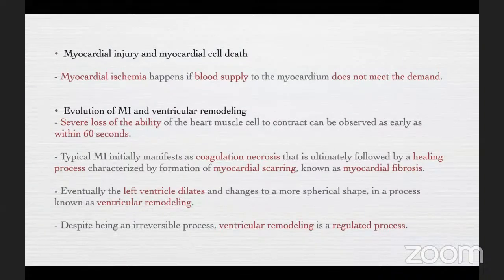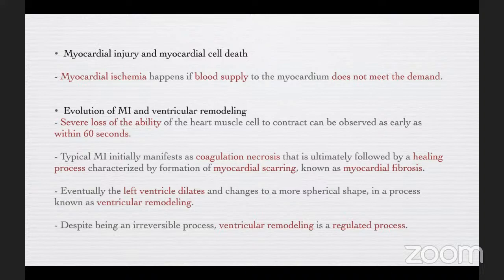Evolution of MI and ventricular remodeling. The spectrum of myocardial injury depends not only on the intensity of impaired myocardial perfusion, but also on the duration of and the level of metabolic demand at the time of the event. Severe loss of the ability of the heart muscle to contract can be observed as early as within 60 seconds. Persistent oxygen deprivation to the myocardium through the cessation of blood supply will lead to irreversible myocardial injury within 20 to 40 minutes and up to several hours, depending on several factors, including the existing metabolic state of the body, resistance, and presence of coronary collateral blood flow.